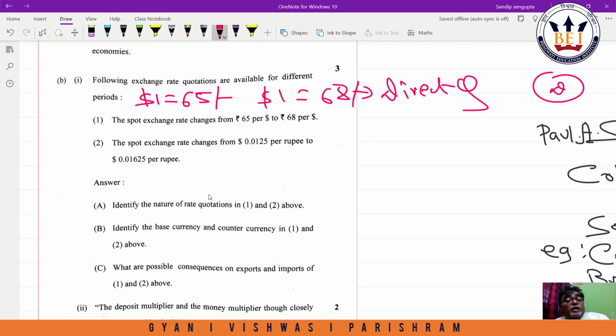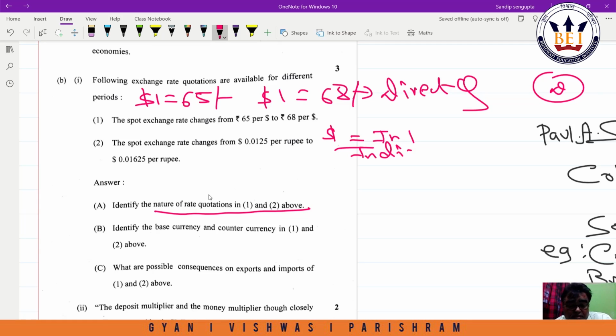Whereas in the second part, what is given? Dollar is equal to INR 1. So it is nothing but an indirect quote. These things are to be answered. They are given three questions. One is nature. Don't write, just listen carefully.